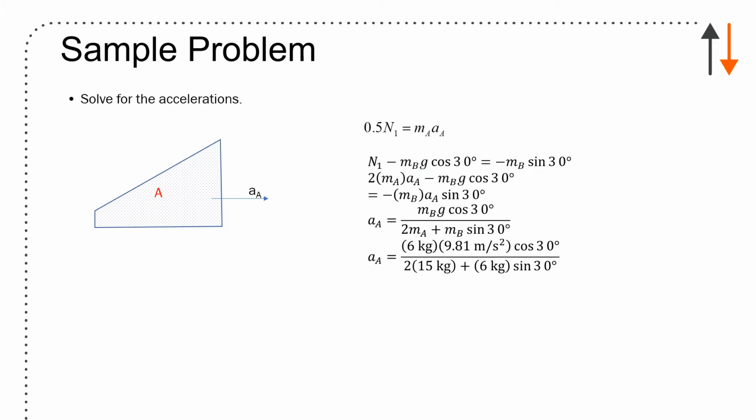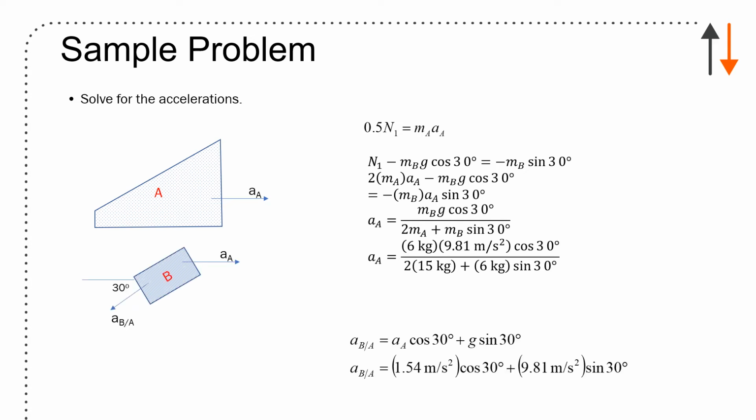I get all the terms there: N1 equals m_A times acceleration of A, and N1 minus m_B g cos 30 equals minus m_B a_A sin 30. Put all the terms together, I get the acceleration of A, which is m_B g cos 30 over twice m_A plus m_B sin 30. Super. The acceleration of B with respect to A is equal to the acceleration of A cos 30 plus g sin 30.